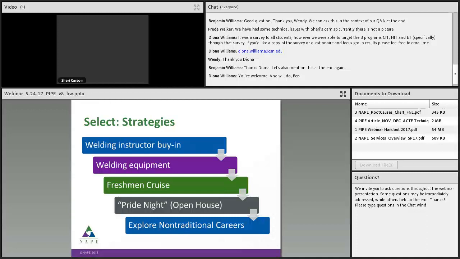And we intentionally hooked up the female welding students with the females in the freshman cruise to get them comfortable working in the area, so that they didn't feel intimidated by the male students. We also do Pride Night, which is like an open house, so that our incoming freshmen, our current students, and community members are all invited to come in. We do some hands-on activity, and we set that up a lot like the freshman cruise, where we specifically targeted students and got them into hands-on activities. And then we explored the non-traditional careers, and had some non-traditional mentors come in and talk about the industry.